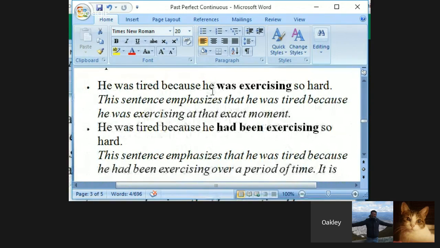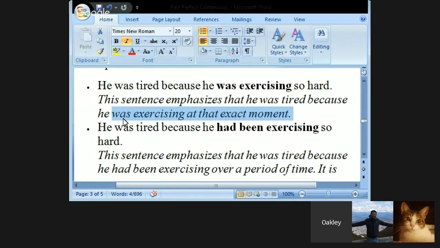He was tired because he was exercising so hard. All right, we're using just simple past continuous, not perfect. Okay, the sentence emphasizes that he was tired because he was exercising at that exact moment, in the middle of his exercising.